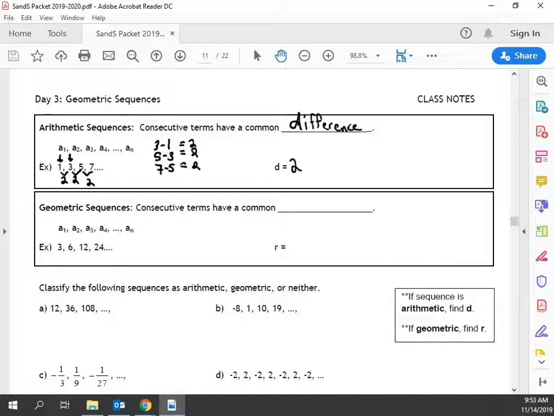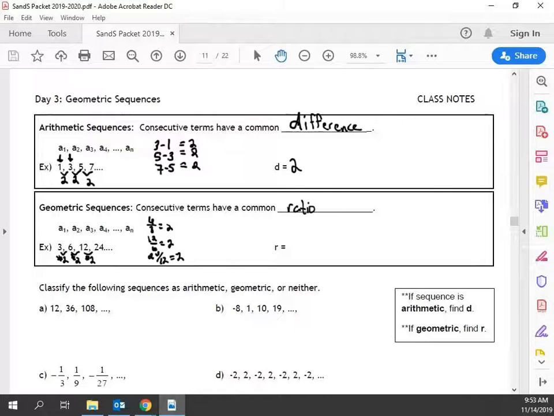So let's go ahead and talk about geometric. With geometric, it's not the same difference. It's now called the same ratio, which means if you look at the next set of numbers, 3, 6, 12, 24, what are we doing every time there, guys? We're doubling it, multiplying it times 2. Doubling is pretty simple, but the idea is it's 6 divided by 3, 12 divided by 6, 24 divided by 12.